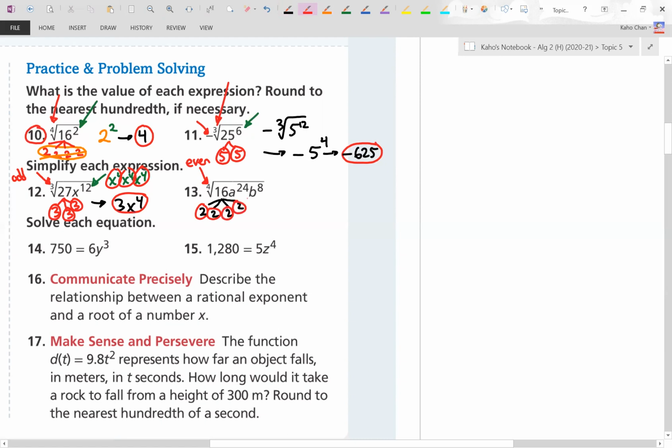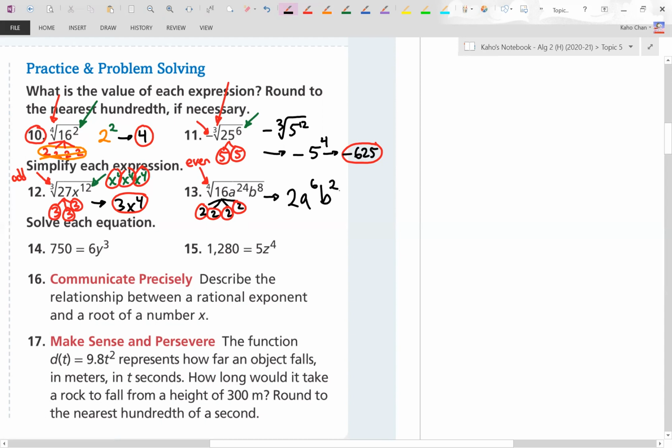Yay, there's a group of 4 there. A to the 24th is divisible by 4. B to the 8th is divisible by 4 groups. Therefore, there's nothing left underneath. So we're going to get a 2. A to the 24 divided by 4 is 6. B to the 8 divided by 4 is 2 power.